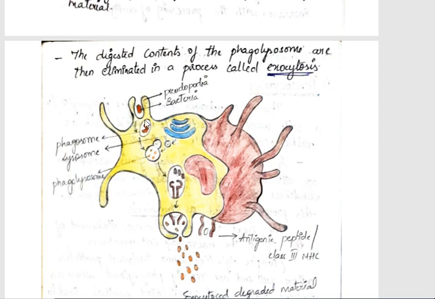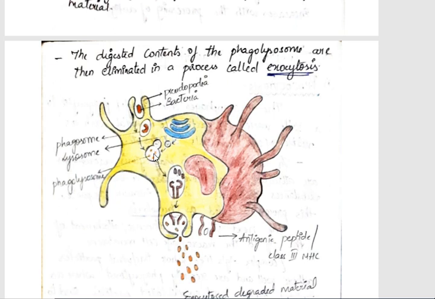Now once this phagosome enters the cell, immediately it combines with a lysosome. A combination of this phagosome and the lysosome together we call a phagolysosome. Here the lysosome releases some enzymes called lysozyme and hydrolytic enzymes that digest this antigen or the material present in the phagolysosome.